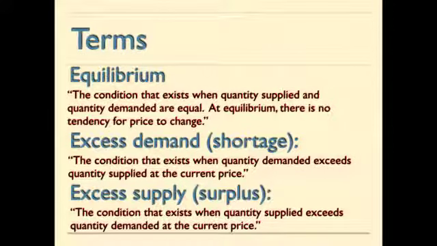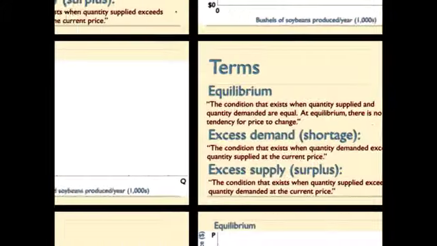And also we'll be talking about excess supply. And this is equivalent to surplus. These terms are used interchangeably, so make sure you realize that surplus and excess supply are the same thing. And excess supply or surplus is the condition that exists when quantity supplied exceeds quantity demanded at the current price.